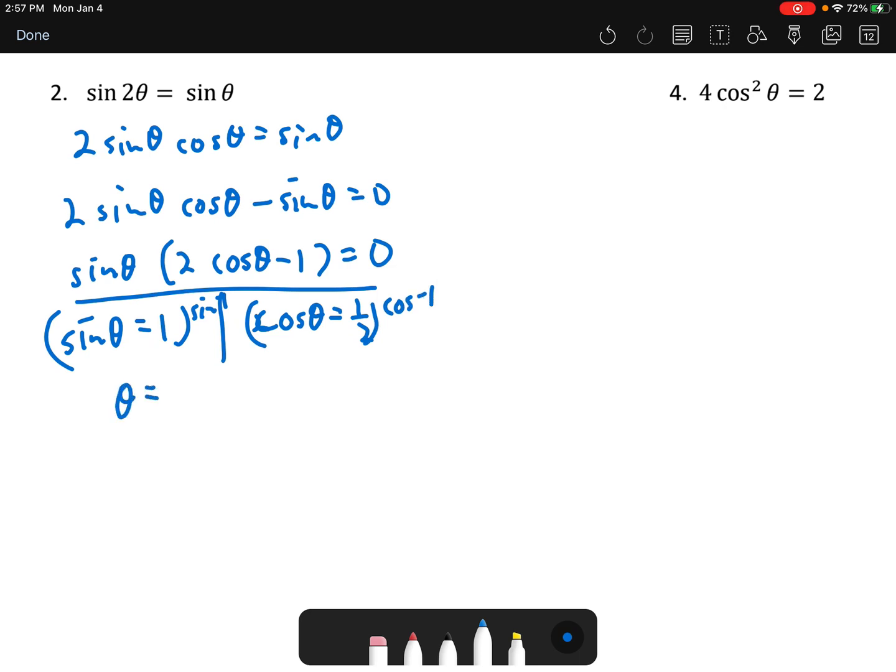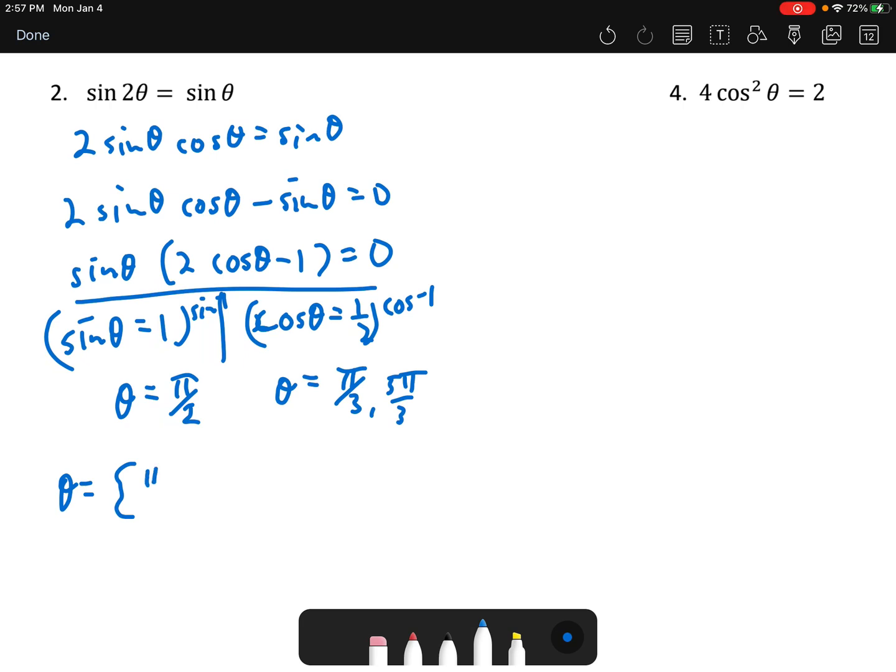Now, when is sine 0? Well, that would be what? Pi over 2. It's the only time, isn't it? When is cosine 1/2? Pi over 3 and 5 pi over 3. Now, those are our answers from 0 to 2 pi. We need the answers, all of the answers, in other words.